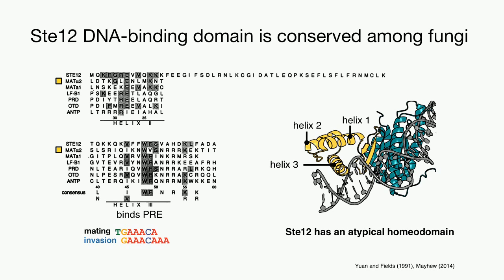You can see in this alignment, which was done at the time with several of the other homeodomains that were known from flies, that Ste12 is actually kind of odd. It has a couple of strange features. Notably, this large string of amino acids between the second and third helix. And another thing that you can't actually see here is that the Ste12 homeodomain actually extends beyond the canonical 60 amino acid DNA binding domain.